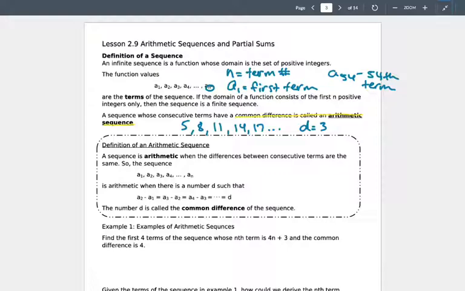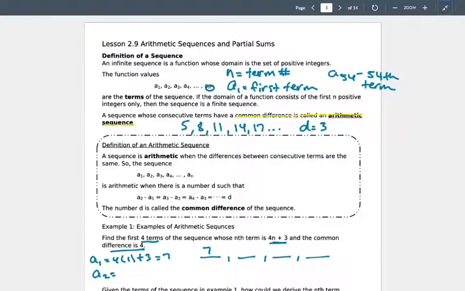All right, so let's look at example 1. On example 1, it asks us to list the first 4 terms. So we're basically going to have 4 blanks. It tells us we're going to use this formula right here, and it tells me the common difference is 4. So if I want to get the first term, that means I'm plugging in 1 for n. And so I get 4 times 1 plus 3, which gives me 7. So my first term equals 7.